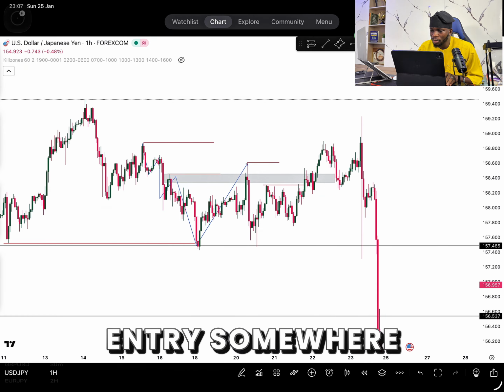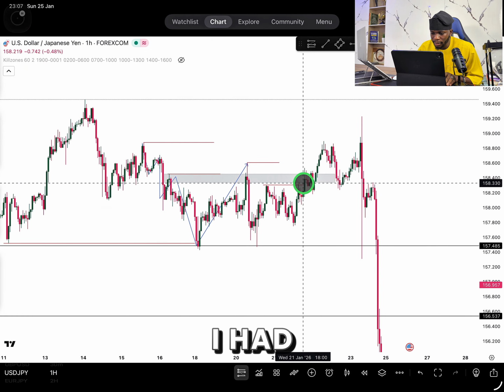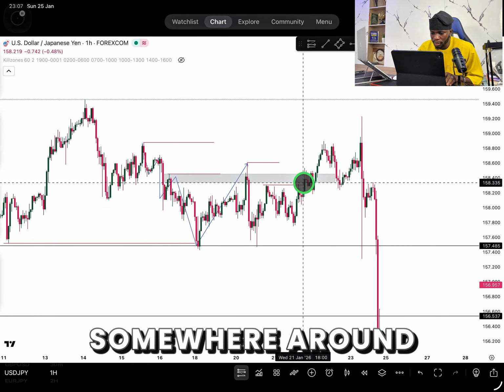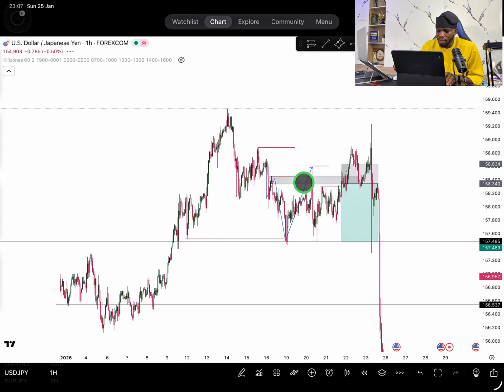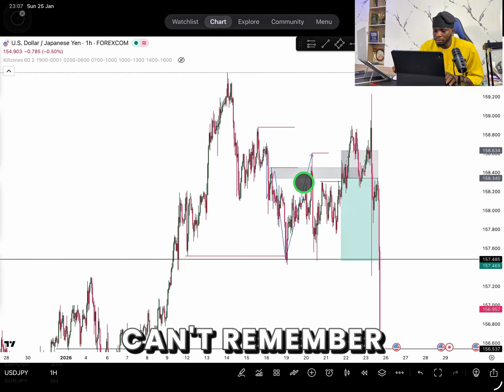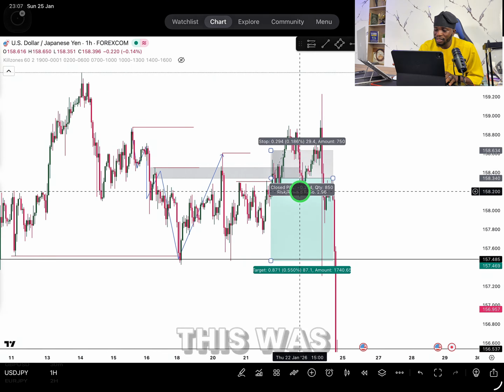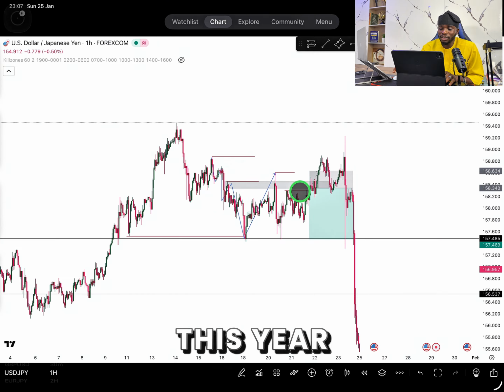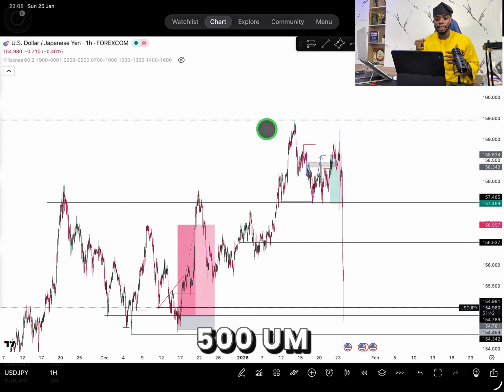So I had my entry somewhere around here, with this as the protected high. And maybe somewhere around here as my take profit. Can't remember as much. See what price did. This was the most painful trade I took this year and this week, if I'm to be honest. So price invalidated my entry, took me out, formed its own, and eventually went my direction.